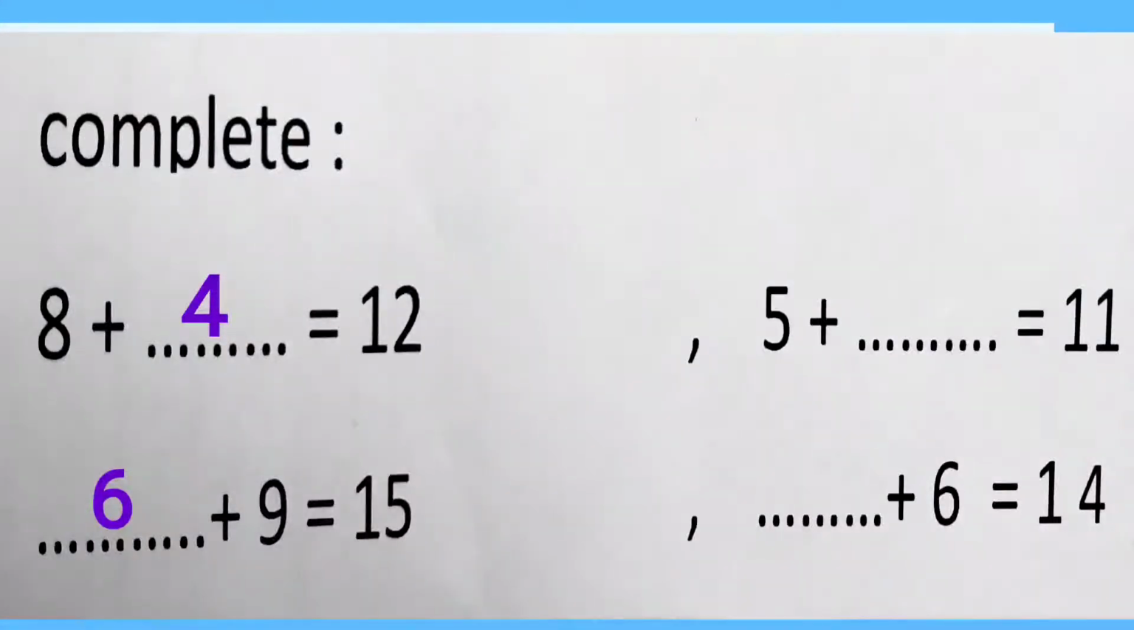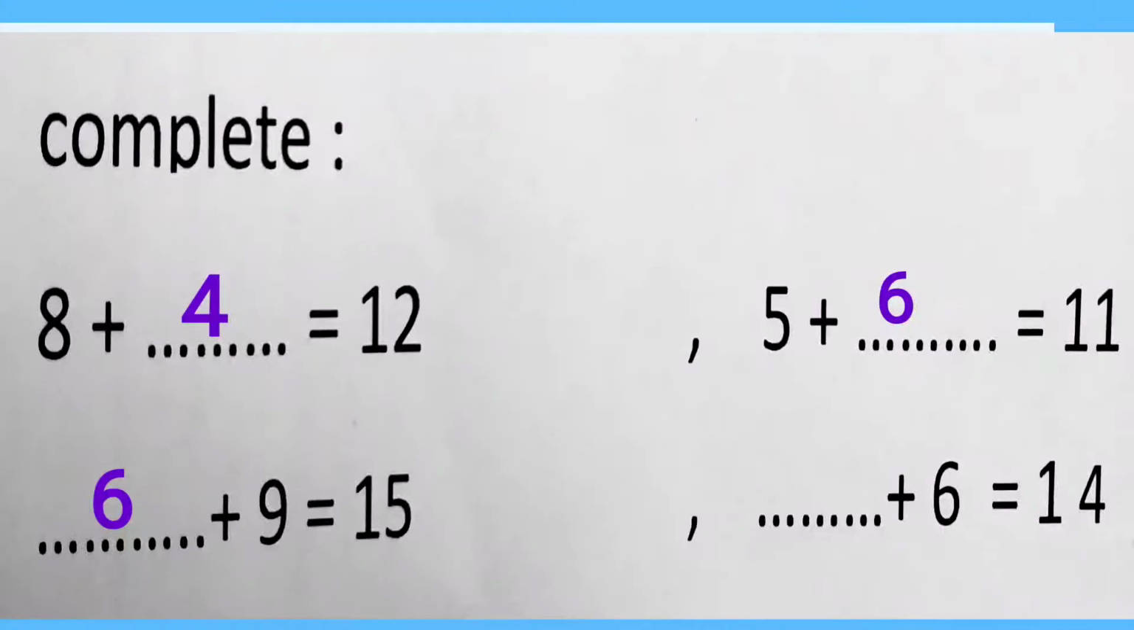5 plus space equal 11. After 5 to 11: after 5, 6, 7, 8, 9, 10, 11. So we have 6 fingers. So 5 plus 6 equal 11.